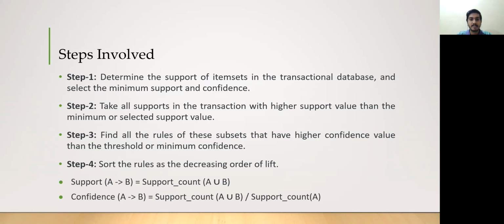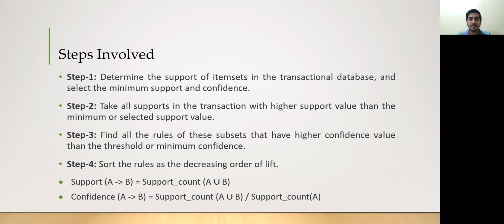Now, let us look at the steps that are involved in the Apriori algorithm. The first step is to determine the support of item sets in the transactional database and select the minimum support and confidence. The next step is to select all supports in the transaction with higher support value than the minimum or selected support value. Then we will find all the rules of these subsets that have higher confidence value than the threshold or minimum confidence. Finally, we sort the rules in the decreasing order of lift.